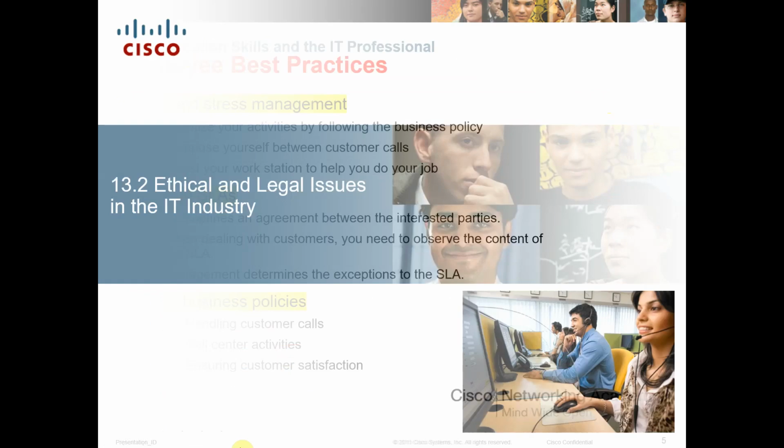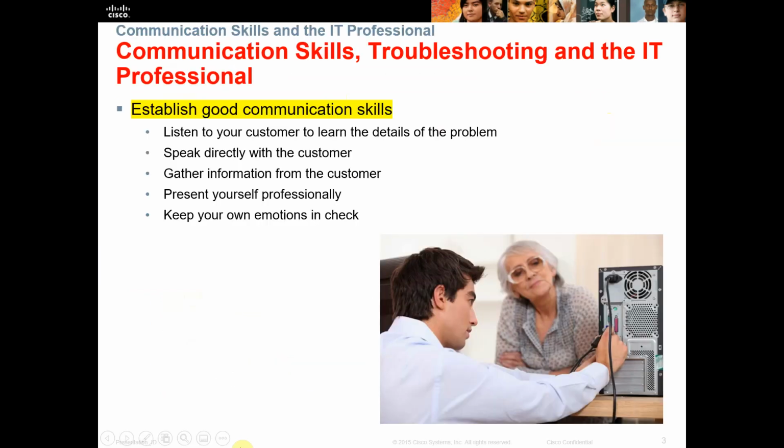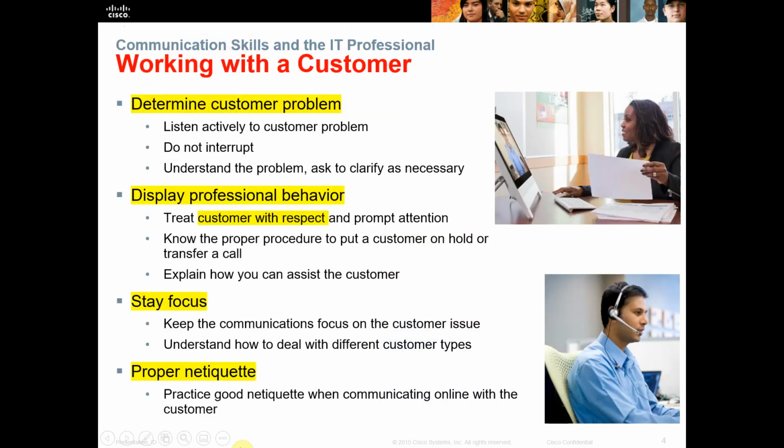In chapter 13, we just discussed how you should have your communication skills when you're working with your client or the customer, how to improve your communication, what the steps are, and what the factors are that you need to establish to have good communication skills. What are the key factors to be considered when working with the customer? Here we have some key points: determine the customer problem, display professional behavior, stay focused, and proper netiquette.